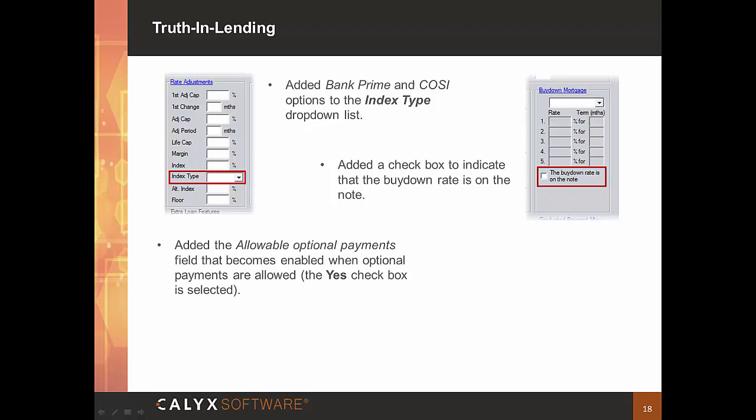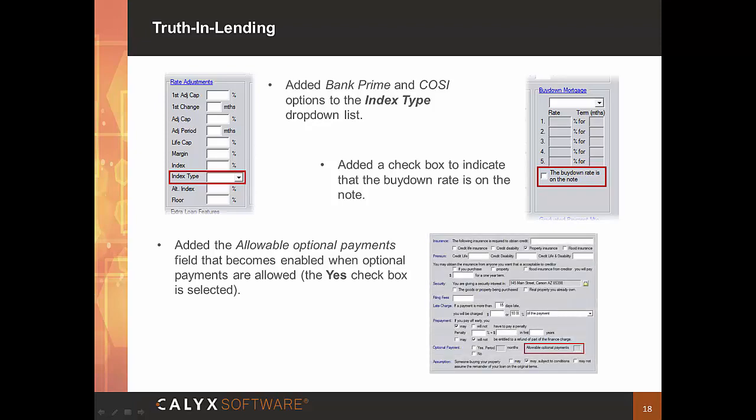We added the allowable optional payments field that becomes enabled when optional payments are allowed. So here you have the allowable options. When you click optional payment, click yes, then the grayed out boxes and everything become available for you to type in and complete.